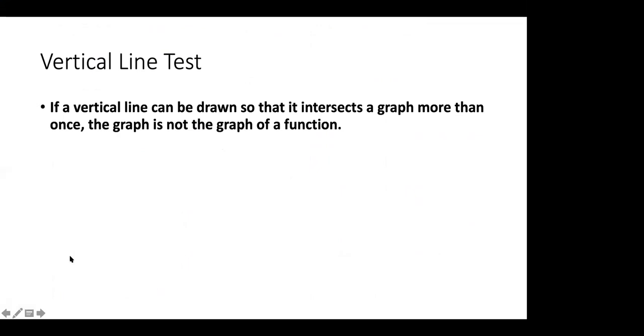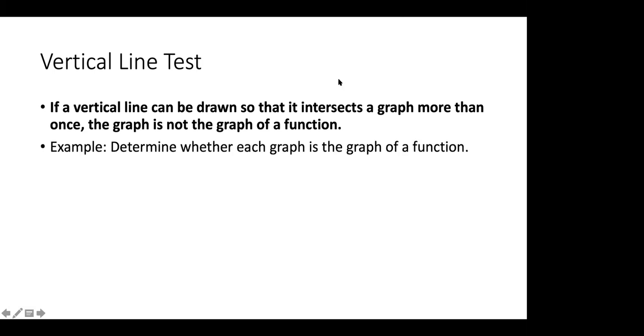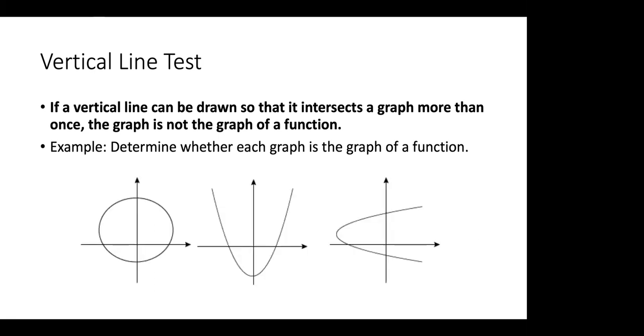Okay. So the vertical line test says that if a vertical line can be drawn so that it intersects a graph more than once, that graph is not the graph of a function. All right, so here's a quick example. Determine whether each graph is the graph of a function. Let you look those over for a few seconds.